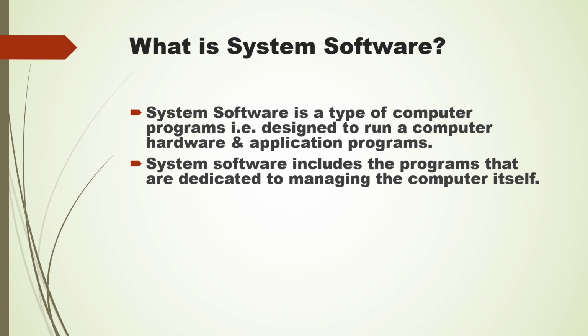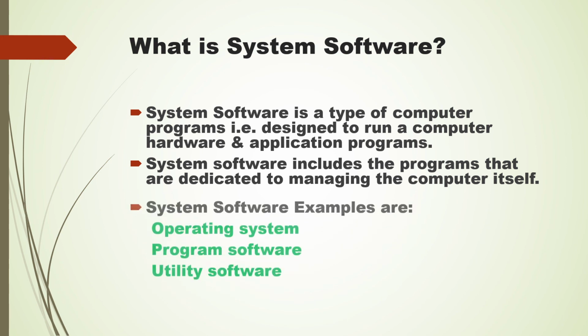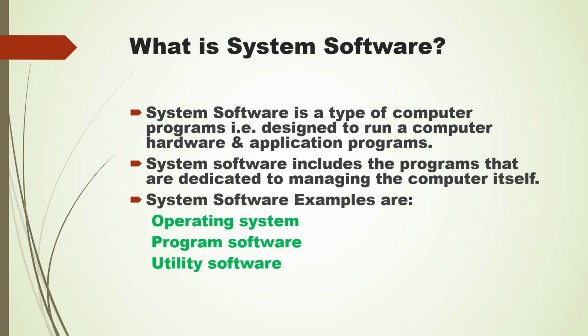The system software is computer software designed to operate the computer hardware to provide the basic functionality and to provide a platform for running programs. System software consists of programs that manage and support the computer system and its information processing activities. The system software examples are operating system, program software, utility software.